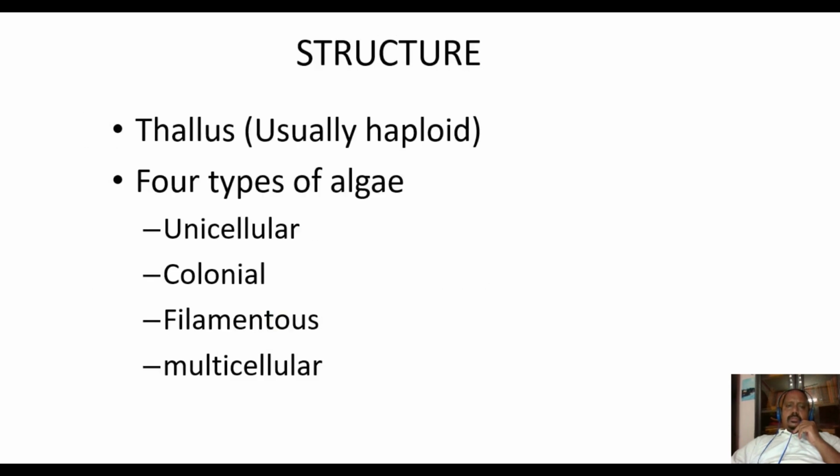Coming to the thallus structure, we can see that most of the time it is a haploid thallus, but there are some diploid forms also. And types of algae: there are unicellular types such as Chlamydomonas that you have studied in the +2 classes. Then there are colonial forms. Colonies are formed. We have some types in that category. Then the filamentous forms and multicellular forms. So structure is also very complex, from the unicellular forms to multicellular forms.